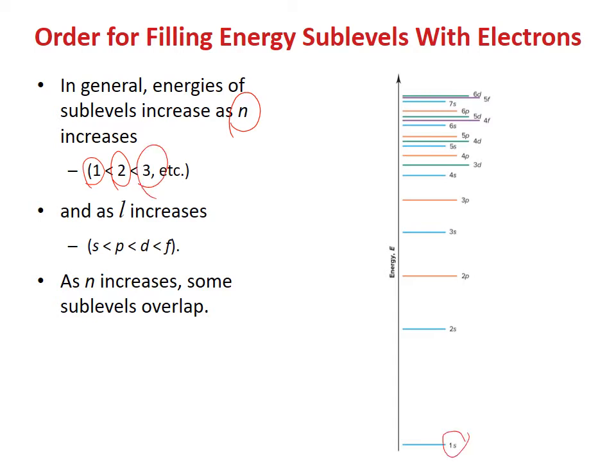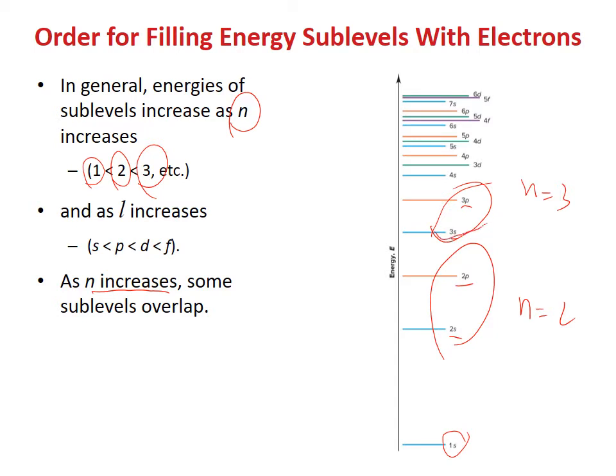So the 1s orbital is lower in energy than 2s and 2p, which are lower in energy than 3s and 3p. And as l increases, energy also increases. So when n equals 2, 2p is higher in energy than the 2s orbital. And when n equals 3, the 3p orbital is higher in energy than the 3s orbital. Now, as n increases, some sublevels overlap.